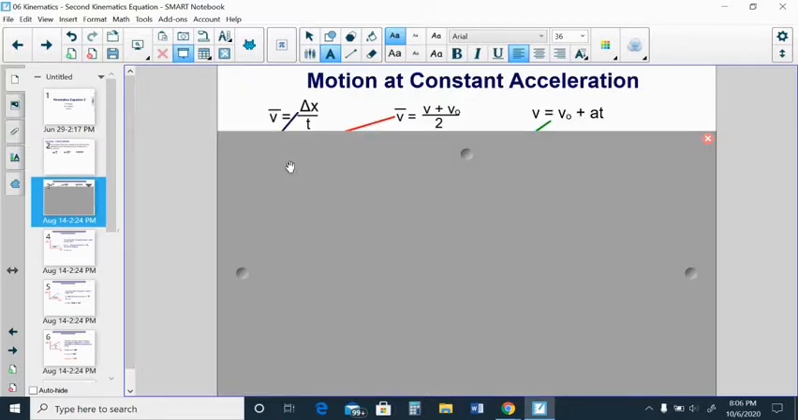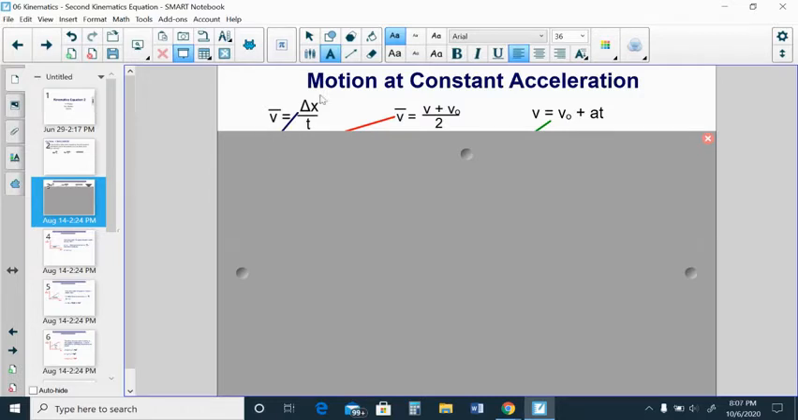Okay, so you may or may not have been able to combine those three separate equations. Now these are equations that we have seen so far in the course. If you weren't able to figure it out, that's okay. The first part of this lesson will show you how the second kinematics equation is actually derived.